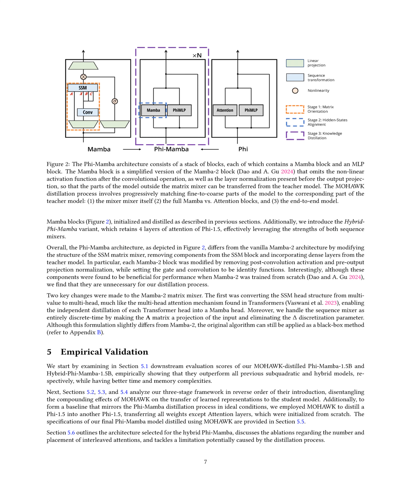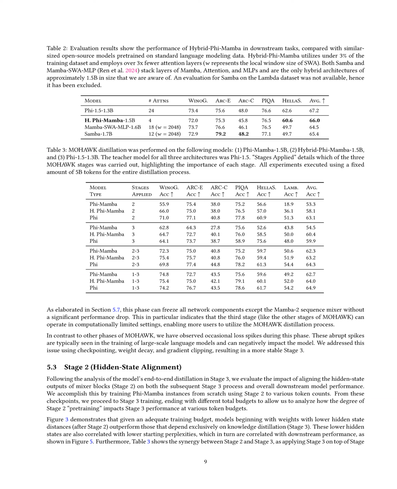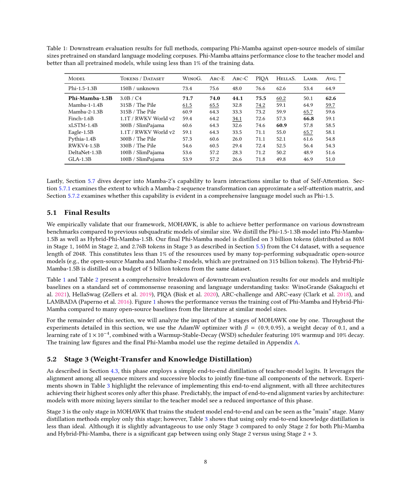The MOHAWK method was validated through a series of empirical evaluations involving the Phi-Mamba and hybrid Phi-Mamba models, which were distilled from the Phi-1.5 model. The experimental design included distilling these models on a total of 3 billion tokens from the C4 dataset, with specific token allocations for each of the 3 stages of the MOHAWK process: 80 million for stage 1, 160 million for stage 2, and 2.76 billion for stage 3.